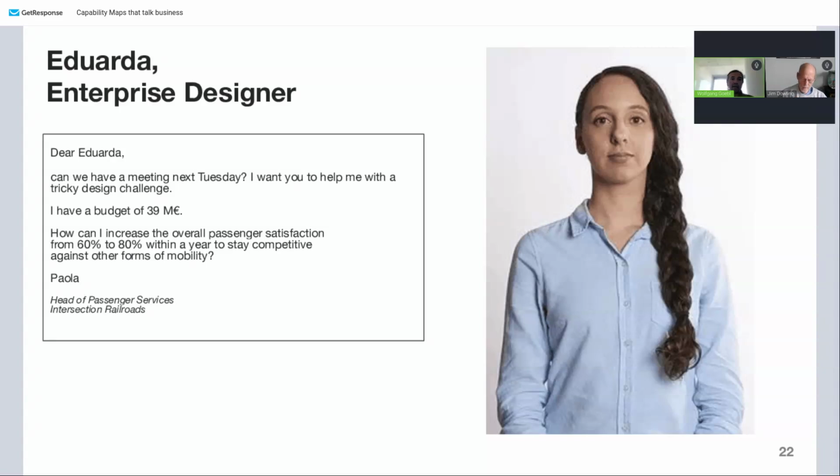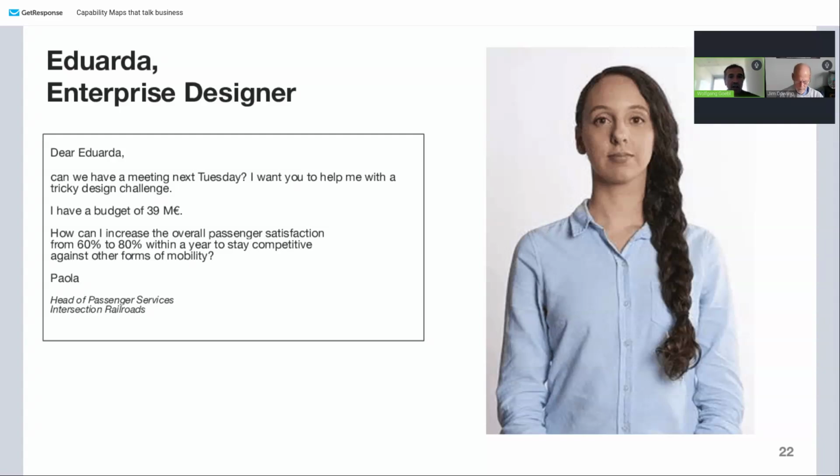And Paola, who is the head of passenger services, so head of a business division, calls Eduarda. So maybe after 2 months or so after she has started her new assignment, Paola asks Eduarda, can we have a meeting next Tuesday? I want you to help me with a tricky design challenge. I have a budget. So that's typical manager slang. She has a certain budget, 39 million euro maybe.